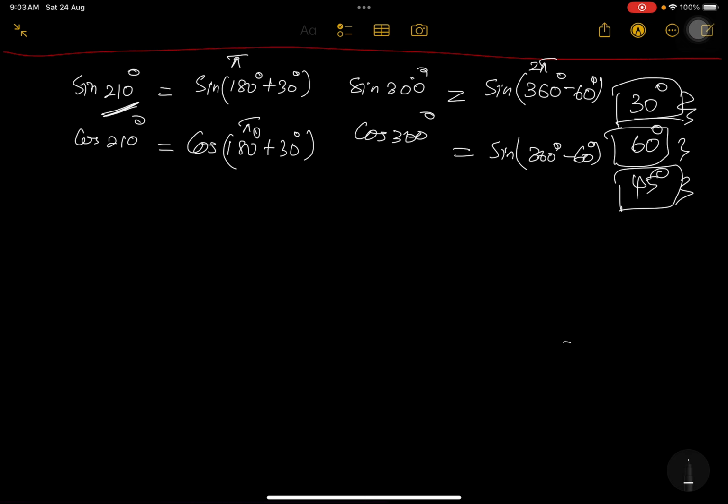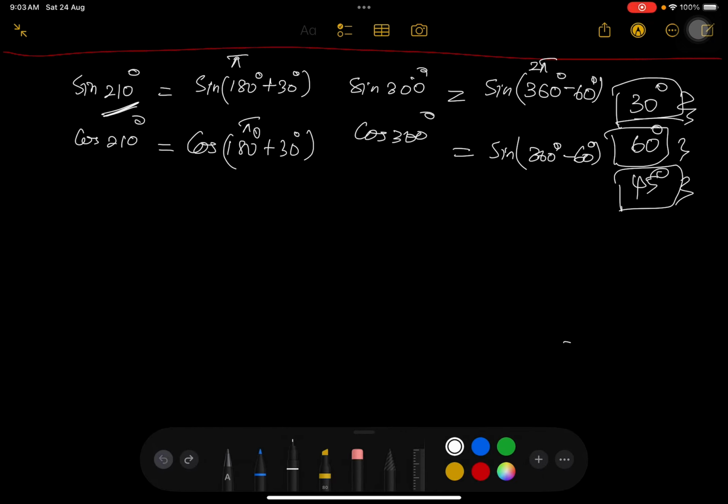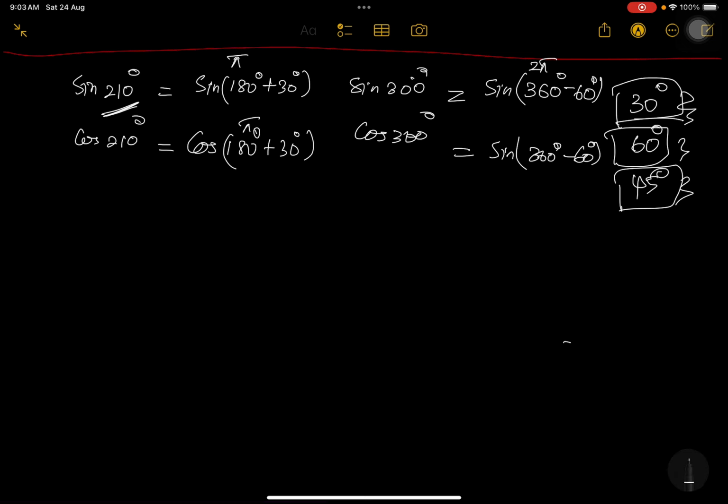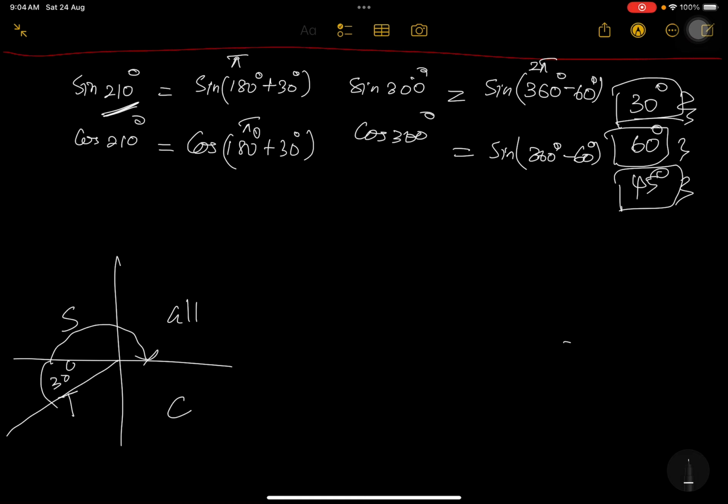So sine 180 plus theta. First we have to find out the sign using all silver tea cup. So 180 plus 30 is somewhere here. 180 plus 30, 210 degree is somewhere here in the third quadrant of the circle. Tan value, T means tan value is only positive. So this is going to give you a minus value.